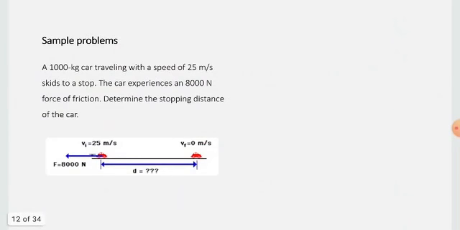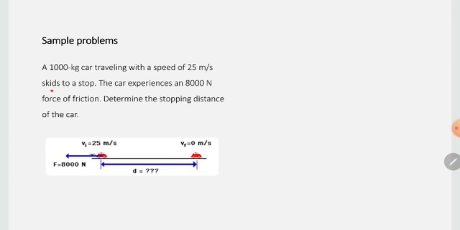Okay, now let's solve some real problems. A 100-kilogram car traveling with a speed of 25 meter per second skids to a stop. Pag nakita mo yung word na skid or skidding, ano yun, nagpepreno siya. The car experiences an 8,000 Newton force of friction. Determine the stopping distance of the car.